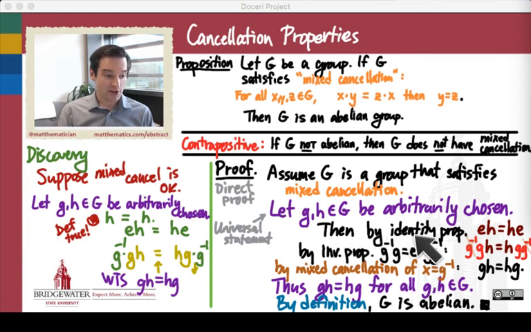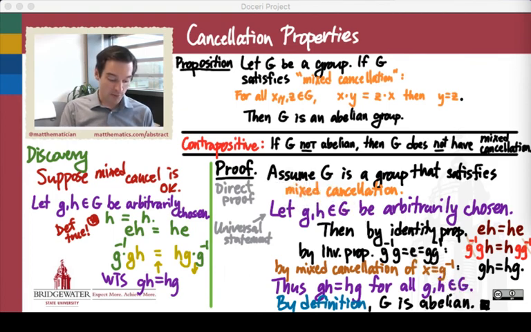And now at each of these steps, we're explicitly invoking properties and theorems that we know to be true. In the first line, we're invoking the identity property that attaches to G, because we know G is a group, and we know every group has the identity property. Therefore, EH is equal to HE. We also know that since G is a group, it enjoys the inverse property, and so E is equal to G inverse G. And then the real kicker is this last statement, the mixed cancellation property that we assumed up here.